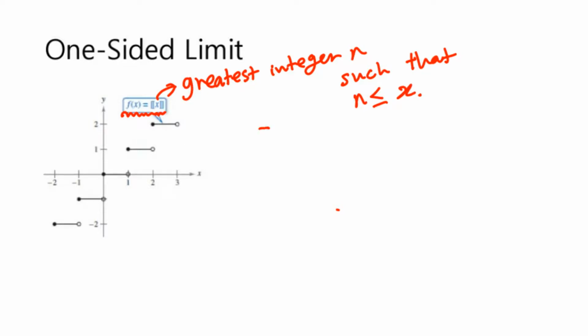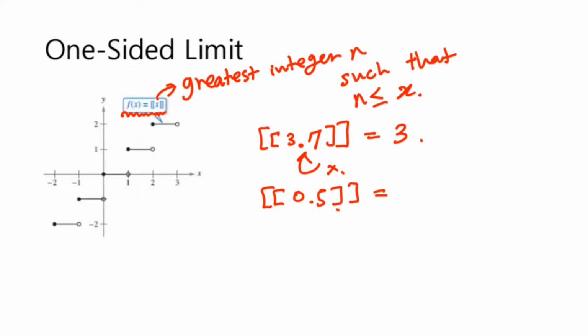So if I have 3.7, this is the x, and the greatest integer n such that n is less than or equal to x, that is 3. If I have the step function of 0.5, then that's 0. So it's asking for the integer part of the decimal number.